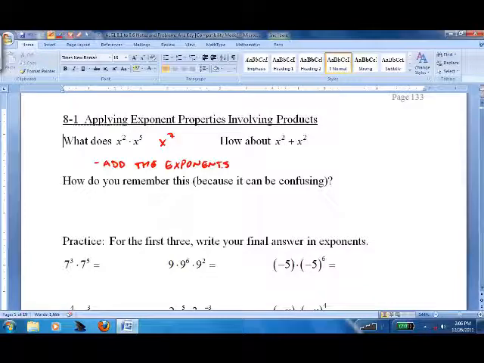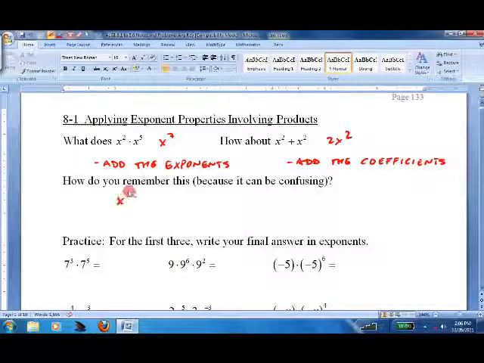When we are adding like terms, we add the coefficients. I'm not going to ask you to do much adding of coefficients until Chapter 9, Unit 9. But for now, you should know the difference. Now, the question is, how do you remember that? And if I haven't taught this in a while, I actually do forget.